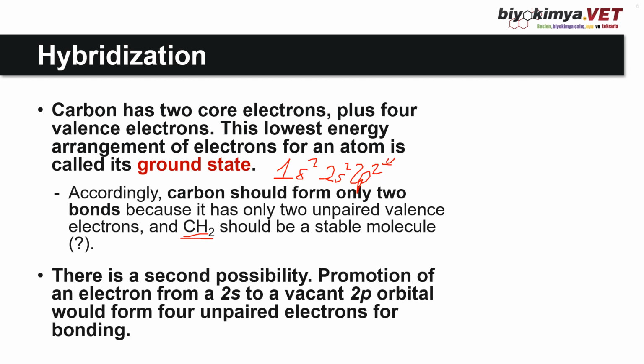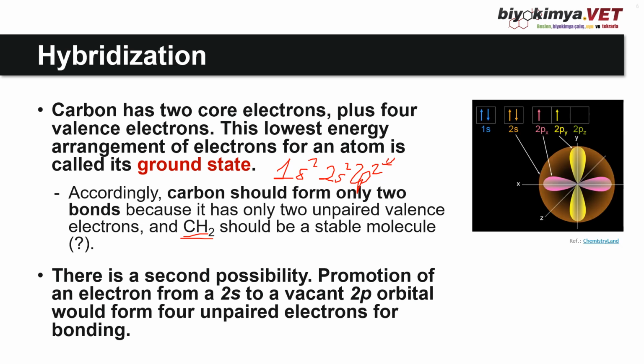There is a second possibility. Promotion of an electron from a 2s orbital to a vacant 2p orbital would form 4 unpaired electrons for bonding. Here in the picture you see the ground state of carbon. The 1s electrons are small and not shown. They are not involved in bonding.